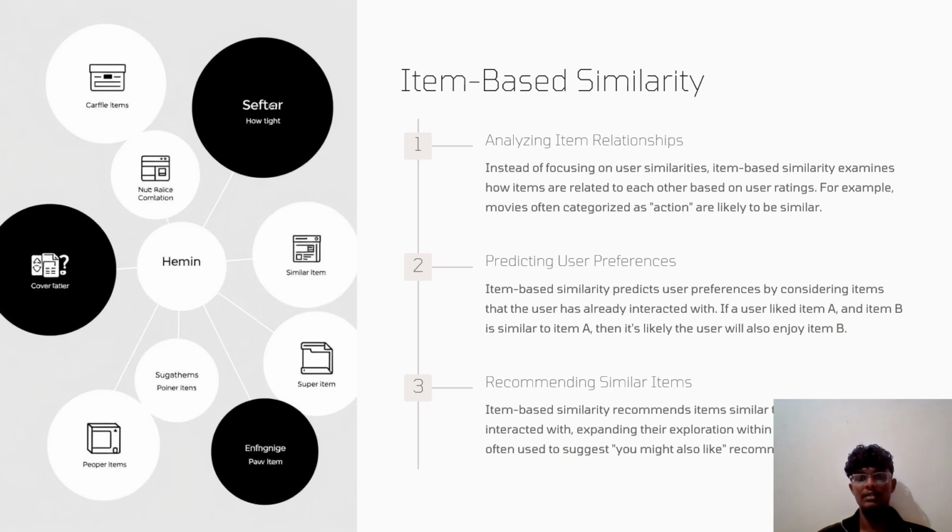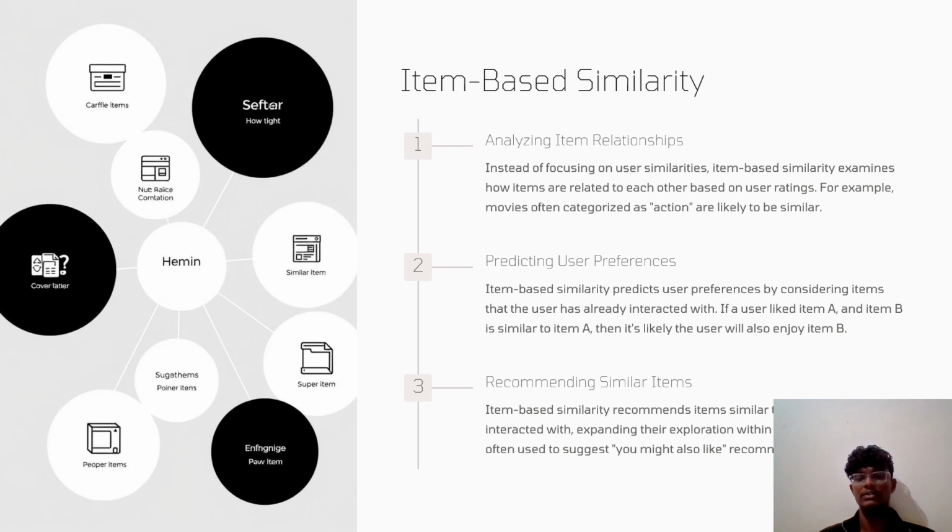In this slide, let's see about item-based similarity. First one is analyzing item relationship. Instead of focusing on user similarities, item-based similarity examines how items are related to each other based on user ratings. For example, movies often categorized as action are likely to be similar.